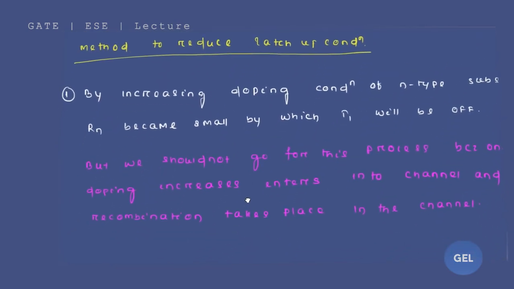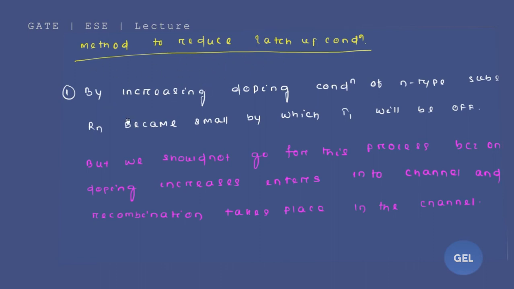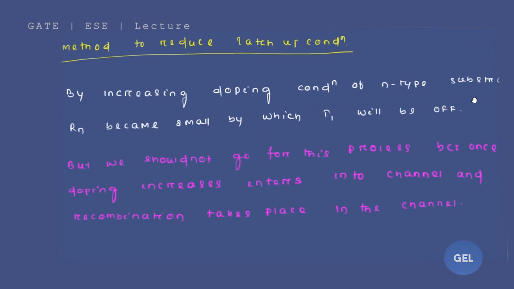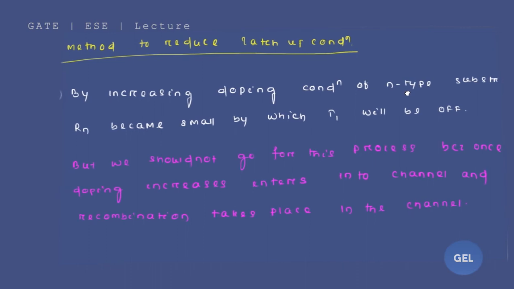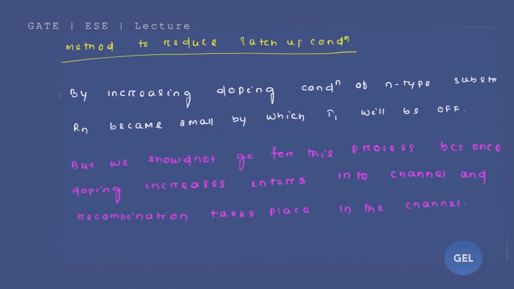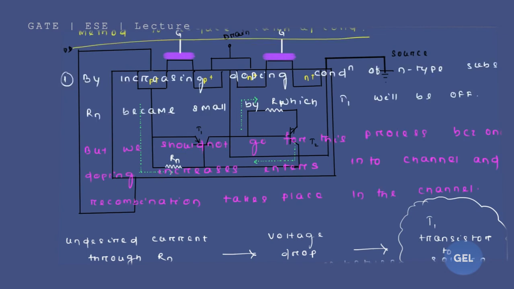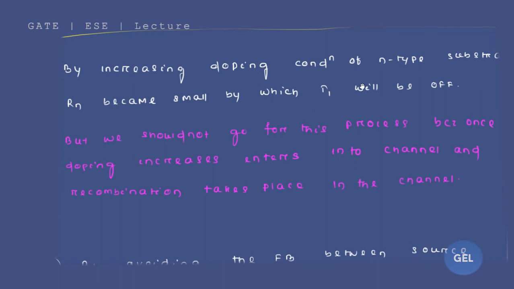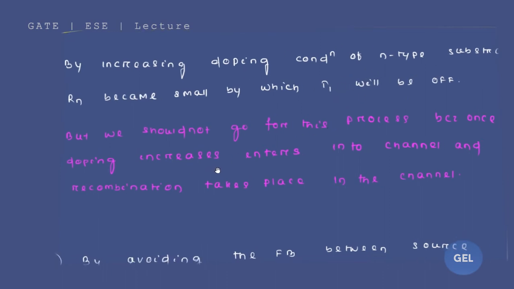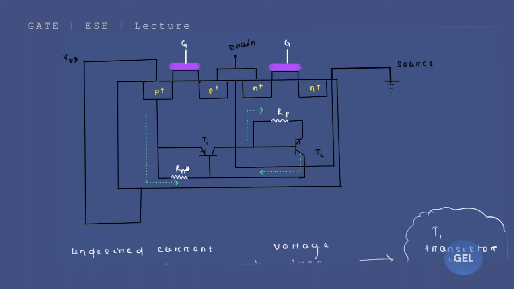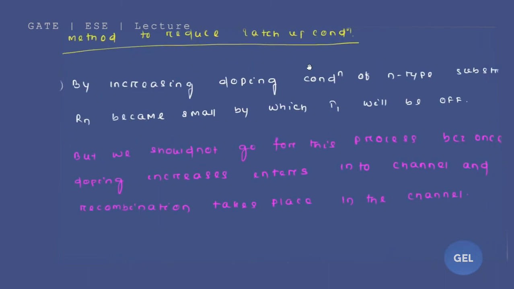Now how are we going to avoid this latch-up condition? The first method is by increasing the doping concentration of the N-type substrate. If we increase the doping of the N-substrate of PMOS, then RN becomes small, by which T1 will be off. Got this idea? But we should not go for this process, because once doping increases, the carriers enter the channel and recombination starts in the channel. So this is not a feasible process to avoid the latch-up condition.